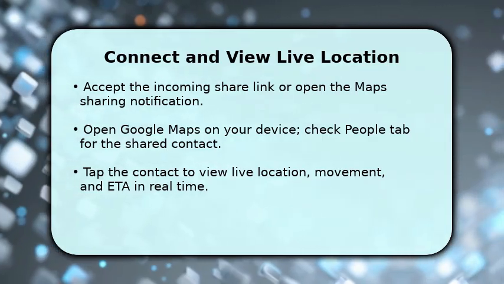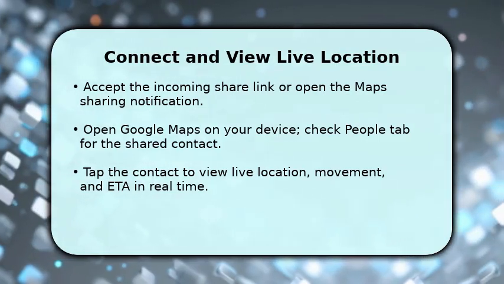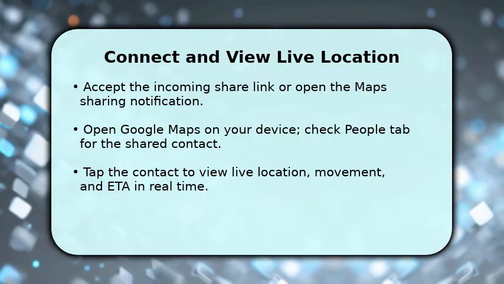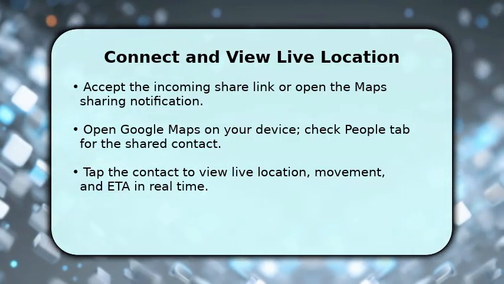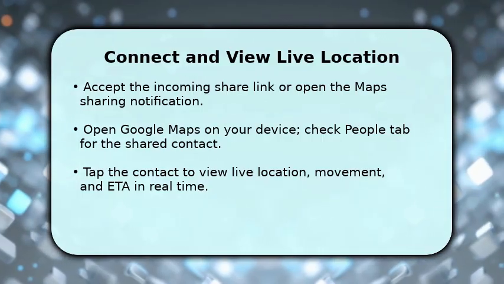Tap the person's avatar to reveal their live dot on the map, along with movement, last seen time, and an estimated arrival if navigation is active. You can zoom, switch map types, and start directions to that live position if you need to reach them.